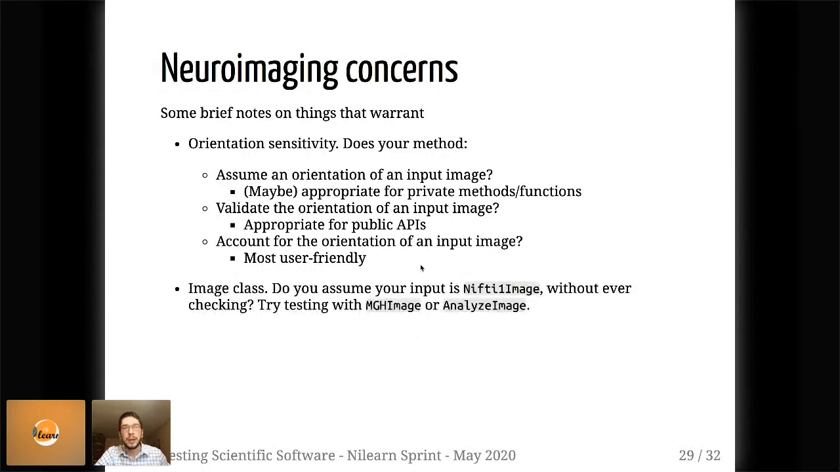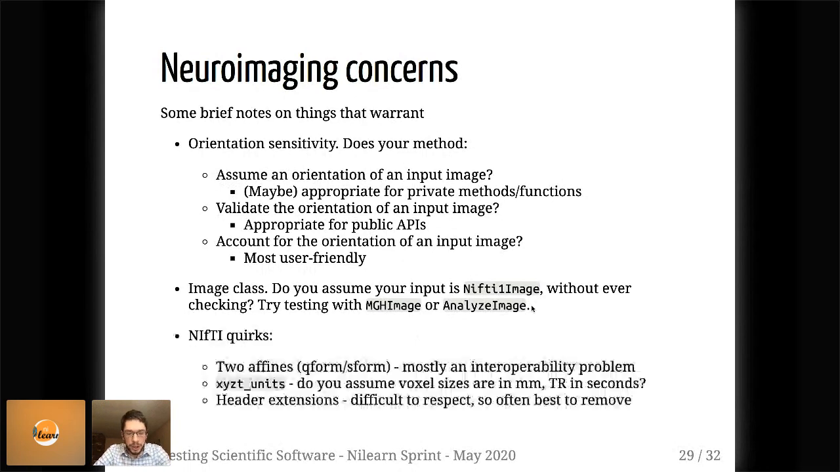Another thing that is likely to trip you up is you may write your code assuming that everybody's going to be using nifties, but maybe somebody's going to come along and use an MGH file. And a lot of the same code in NiBabel will happily work with either. So you may want to check whether your functions are happy to accept the general spatial image API, or whether you need to put in a validity check to check that you're using nifti images.